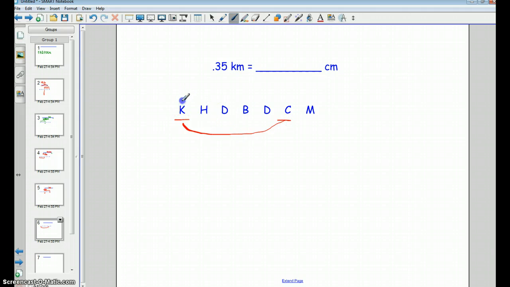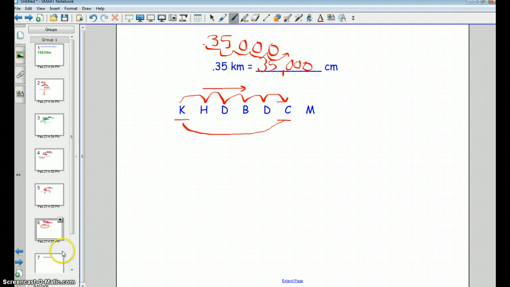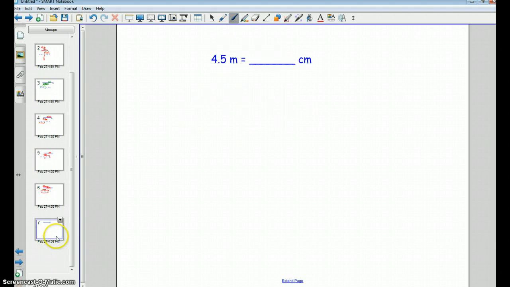I'm making a bigger jump. So I'm going 1, 2, 3, 4, 5 decimal places to the right. So I'm going to take my current decimal and I'm going to move it 1, 2, 3, 4, 5 to the right. I fill in my empty spaces with zeros, and now this becomes 35,000 centimeters. Think you're catching on yet?